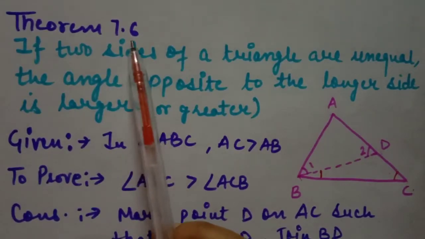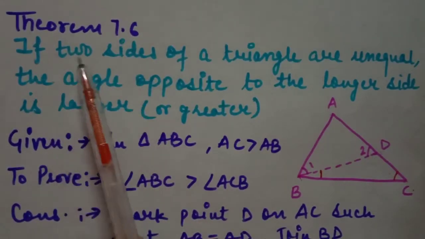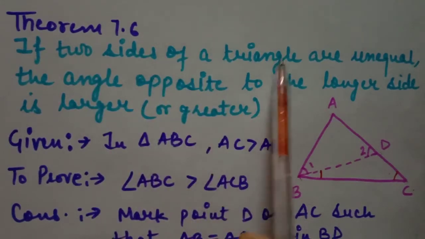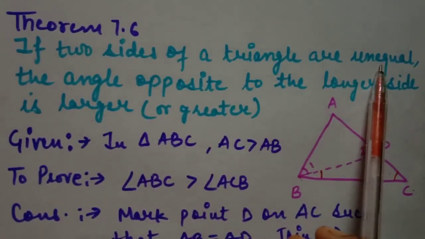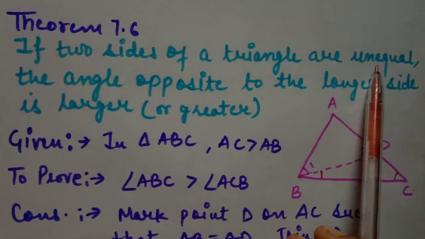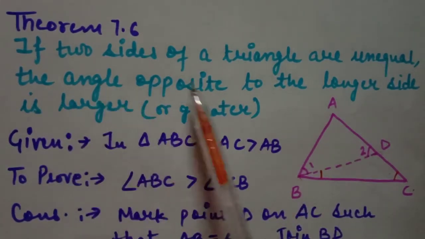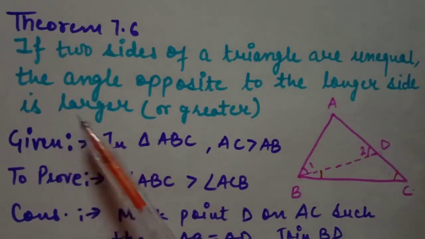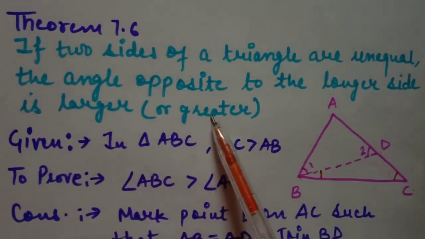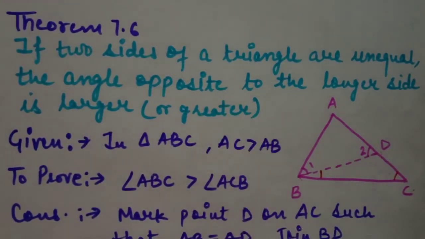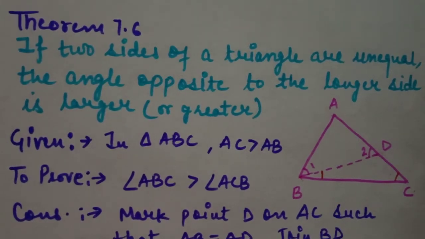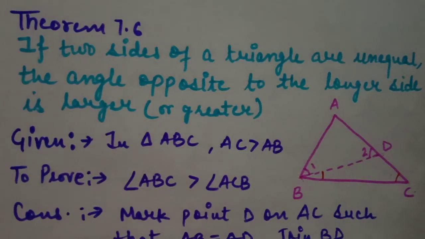Theorem 7.6 says: if two sides of a triangle are unequal, it means two sides of a triangle are shorter and longer, they are not equal to each other, then the angle opposite to the longer side is larger, or we can say that it is greater. So students, in this theorem and the next two theorems also, we have to prove some inequalities.